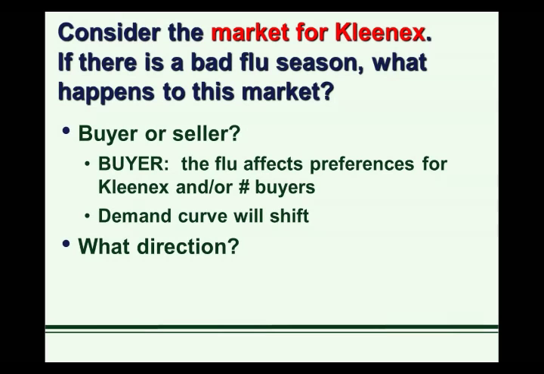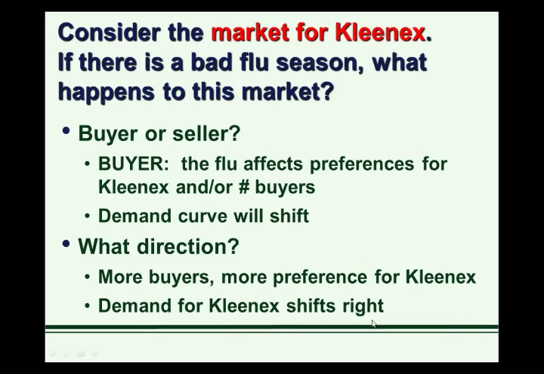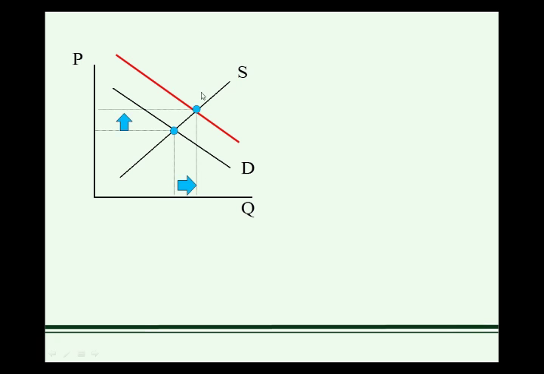And because Kleenex and other facial tissues will be purchased for flu-like illnesses, the direction is an increase, or to the right. More buyers, more preference for Kleenex, the demand for Kleenex will shift to the right. So starting with our original diagram, we have a demand curve, a new one that's to the right of the old one, somewhere here. Draw the old and the new equilibrium, and we see with an increase in demand, we would expect a higher price for Kleenex and a higher quantity as well.